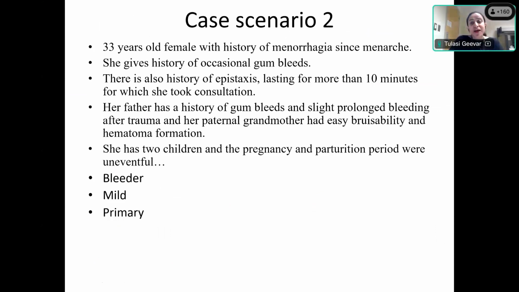What is the pattern of inheritance? Yes, the pattern of inheritance is likely to be autosomal dominant, because you can see a strong history in the father and also in the grandmother.